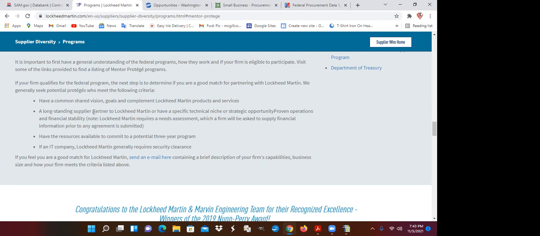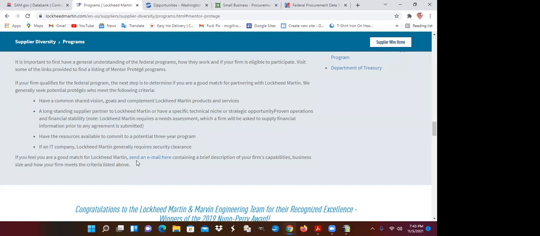A long-standing supplier partner to Lockheed Martin, or have a specific technical niche or strategic opportunity proven. Operations and financial stability. Note, Lockheed Martin requires a needs assessment, in which the firm will be asked to supply financial information prior to any agreement being submitted. Have the resources available to commit to a potential 3-year program. If an IT company, Lockheed Martin generally requires security clearances.